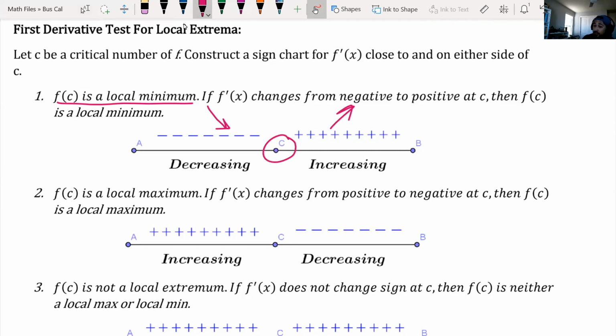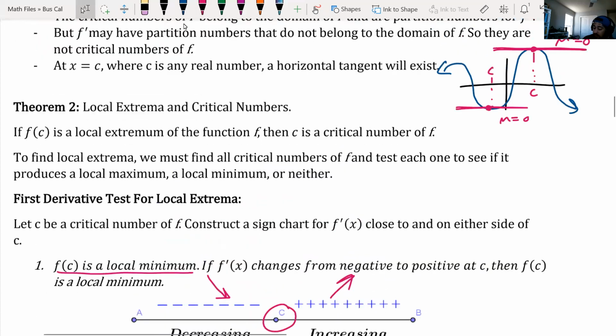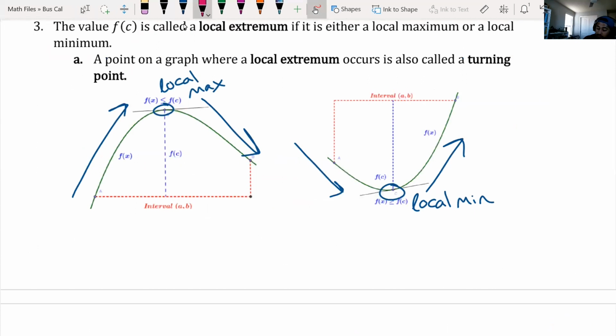Okay. 2, we have a local maximum if your sign chart goes from increasing to decreasing. This means that critical number will be a local max. And we saw that on the first page. It makes sense because if we go back here, if you increase and decrease, you have a local max. If you decrease and increase, you have a local min.